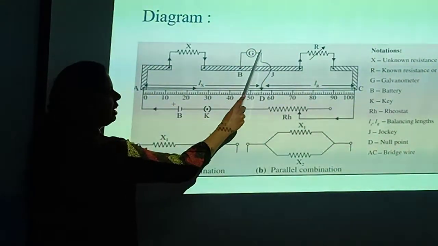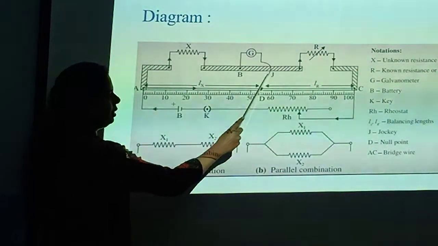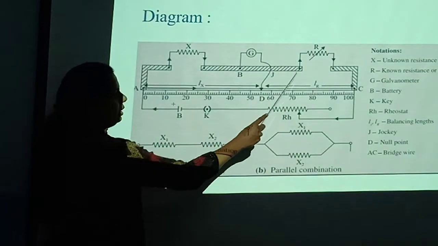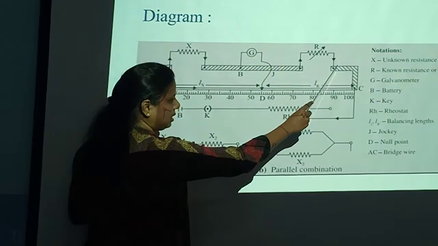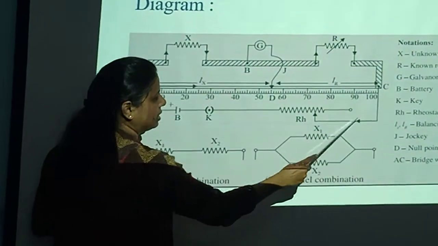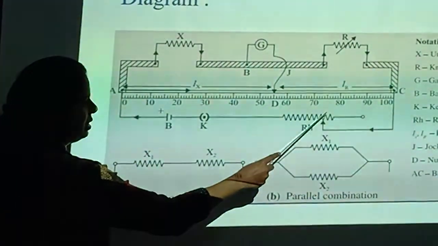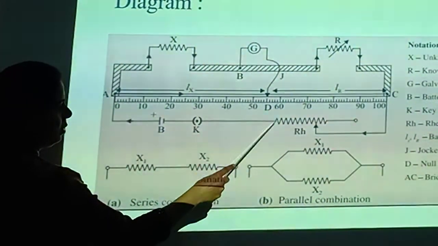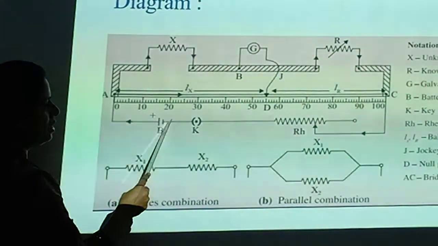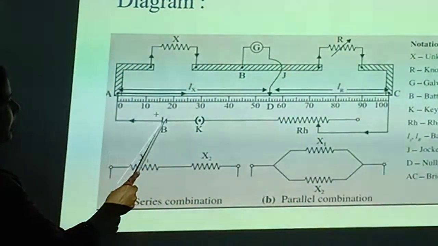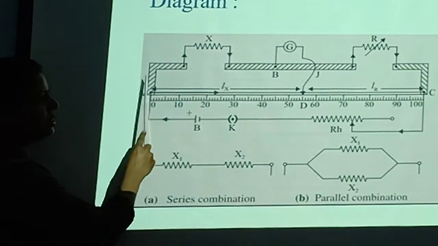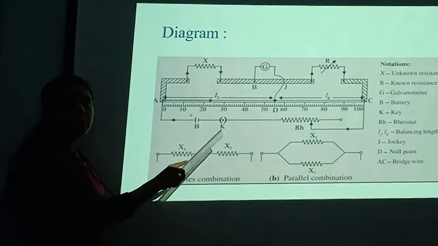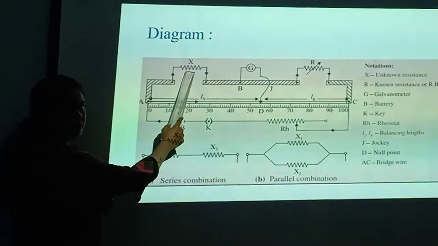Then the galvanometer is connected to the positive terminal. We have connected the jockey stick. In the next gap we have connected the variable known resistance, and then the C point is connected to the variable resistance, and the fixed point of the rheostat is going towards the negative terminal of the battery, and the positive terminal of the battery is connected to the A point. So this is a very simple arrangement to calculate this unknown resistance.